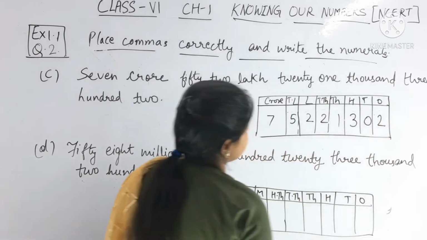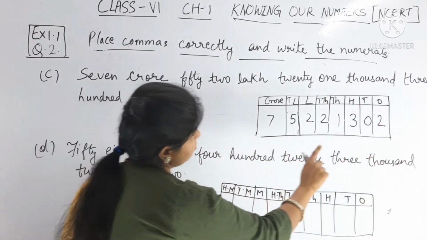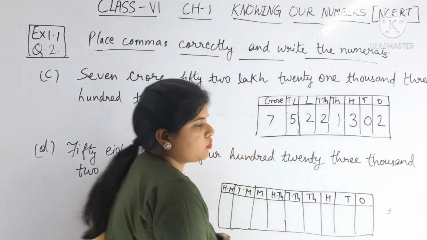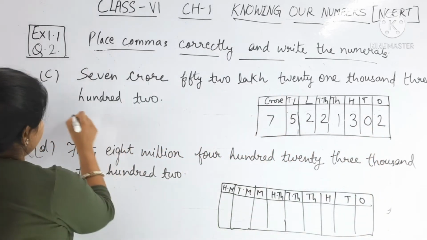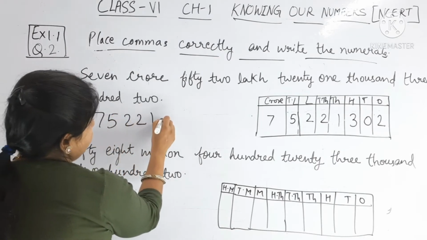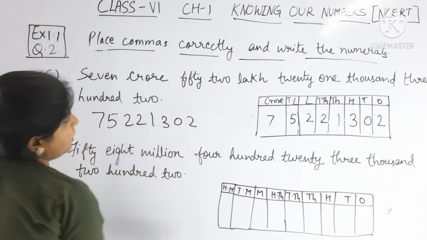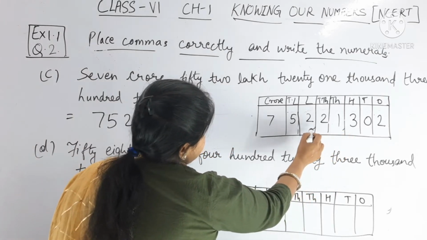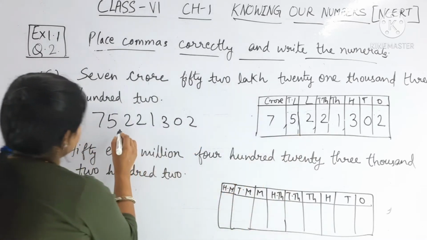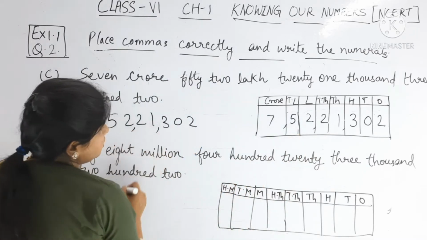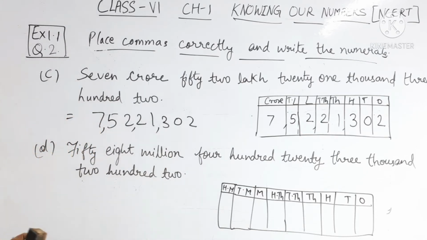There is no number in the tens place, so we are putting 0 here. So you can write this 7,52,21,302. Okay. By putting commas here, this one and this, like this. 7 crore 52 lakhs 21,302. Okay. Now the next question is the D part.